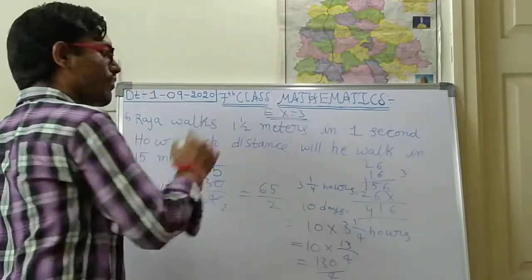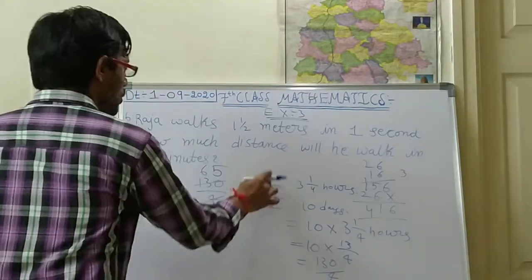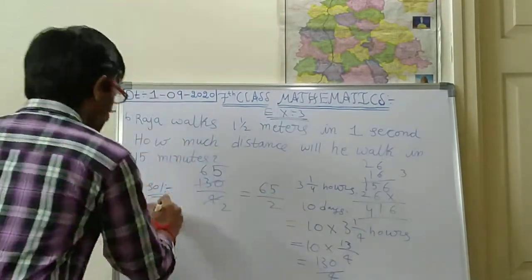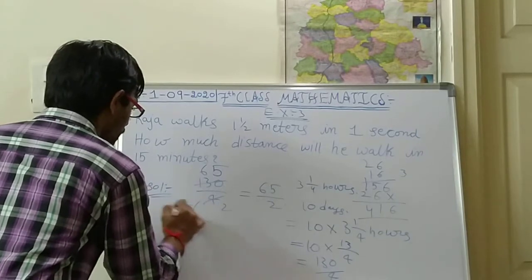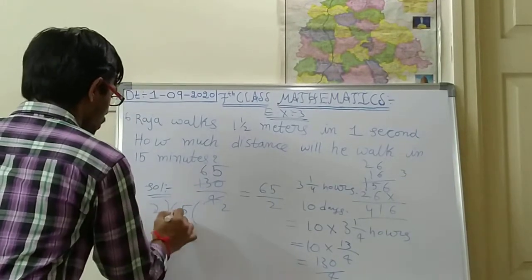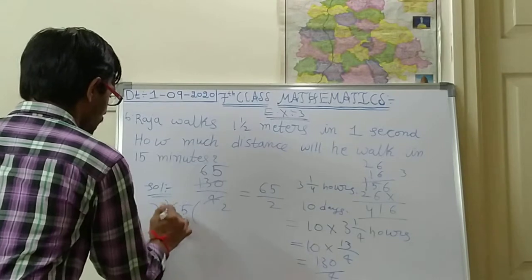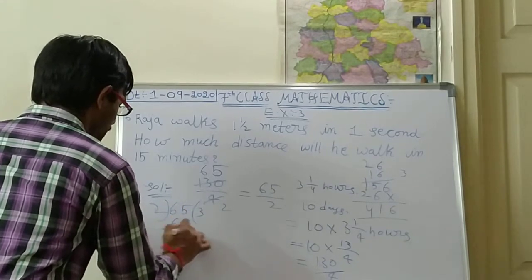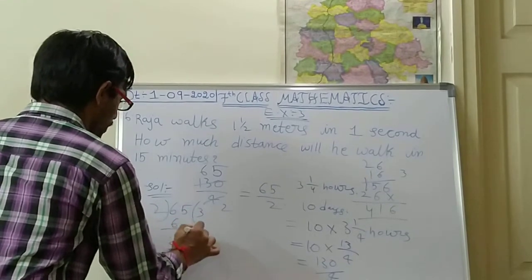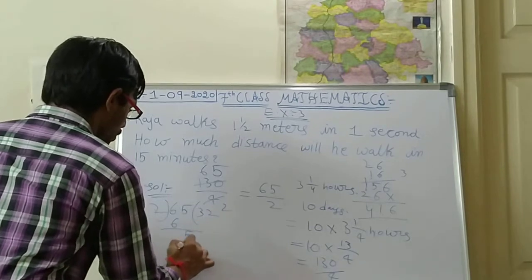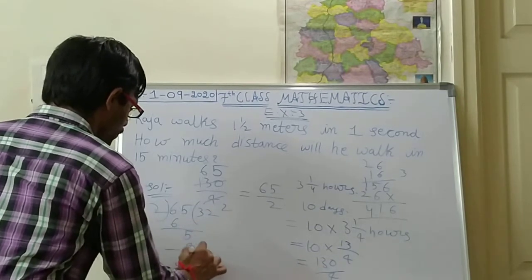65/2. So 65/2 means how many hours? So convert into mixed fraction again. So 65 divided by 2. So first take one number. Okay. 2 3s are 6, 0. Next 5. 2 2s are 4. 5 minus 4 is 1.